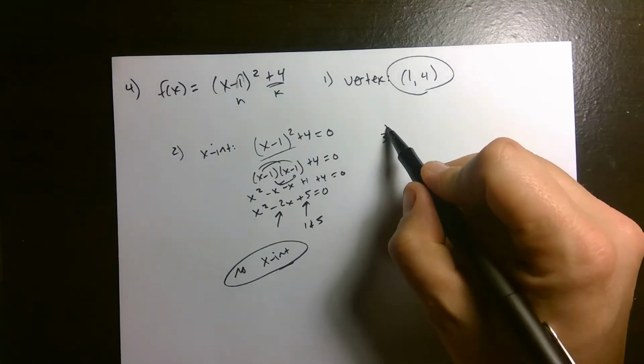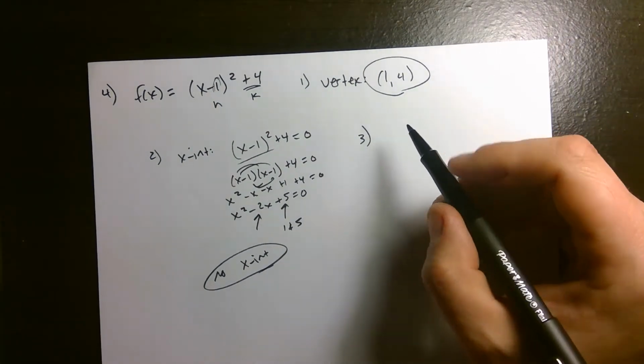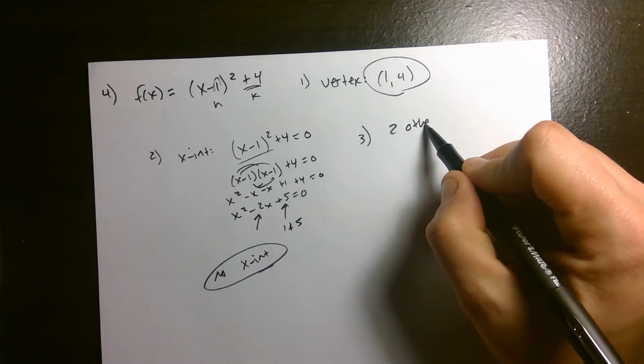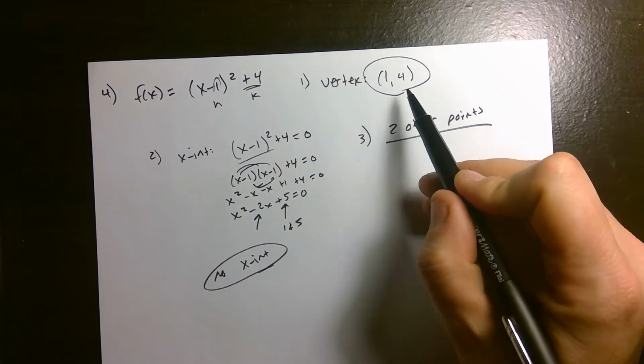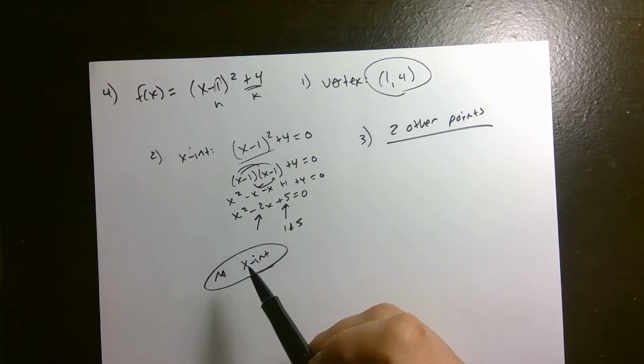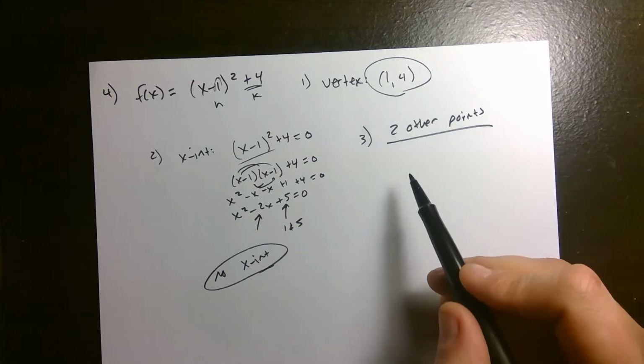Okay, so step number 3, then in order for me to graph this, I'm going to need 2 other points so that I can actually graph it. I can't graph it with just 1. There's no x-intercepts, so that doesn't help me. And so now I'm going to need to find 2 other points.